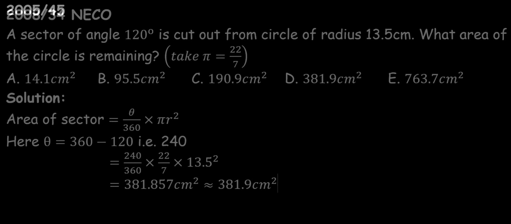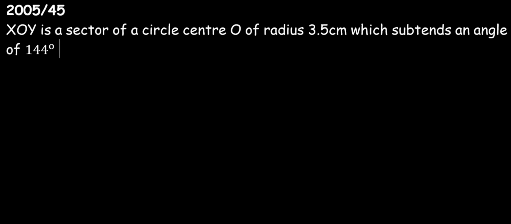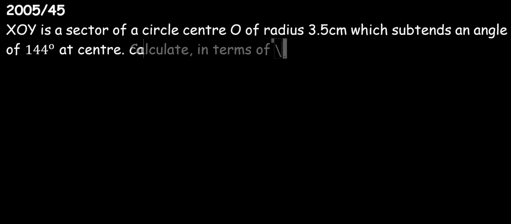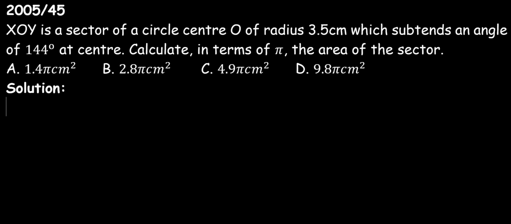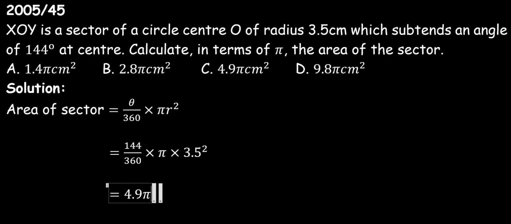Another example. XOY is a sector of a circle center O of radius 3.5 cm, which subtends an angle of 144 degrees at the center. Calculate in terms of pi the area of the sector. The options are given. Solution. Area of sector is equal to theta over 360 times pi r squared. Substituting the given values, that will give us 144 divided by 360 times pi times 3.5 squared. The result is 4.9 pi cm squared.